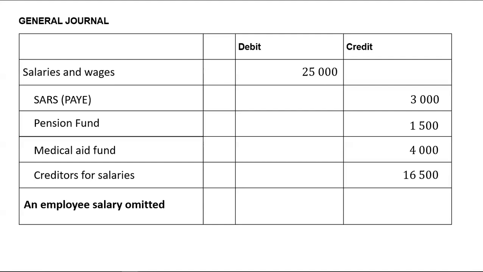I need to state that all of this was deducted from Mr. Nguni's salary by the company. So the company still has these funds that it needs to pay to the relevant parties, and it hasn't done so. That's why we recognize all those credit entries as liabilities. Liabilities increase on the credit side. I hope that is clear.